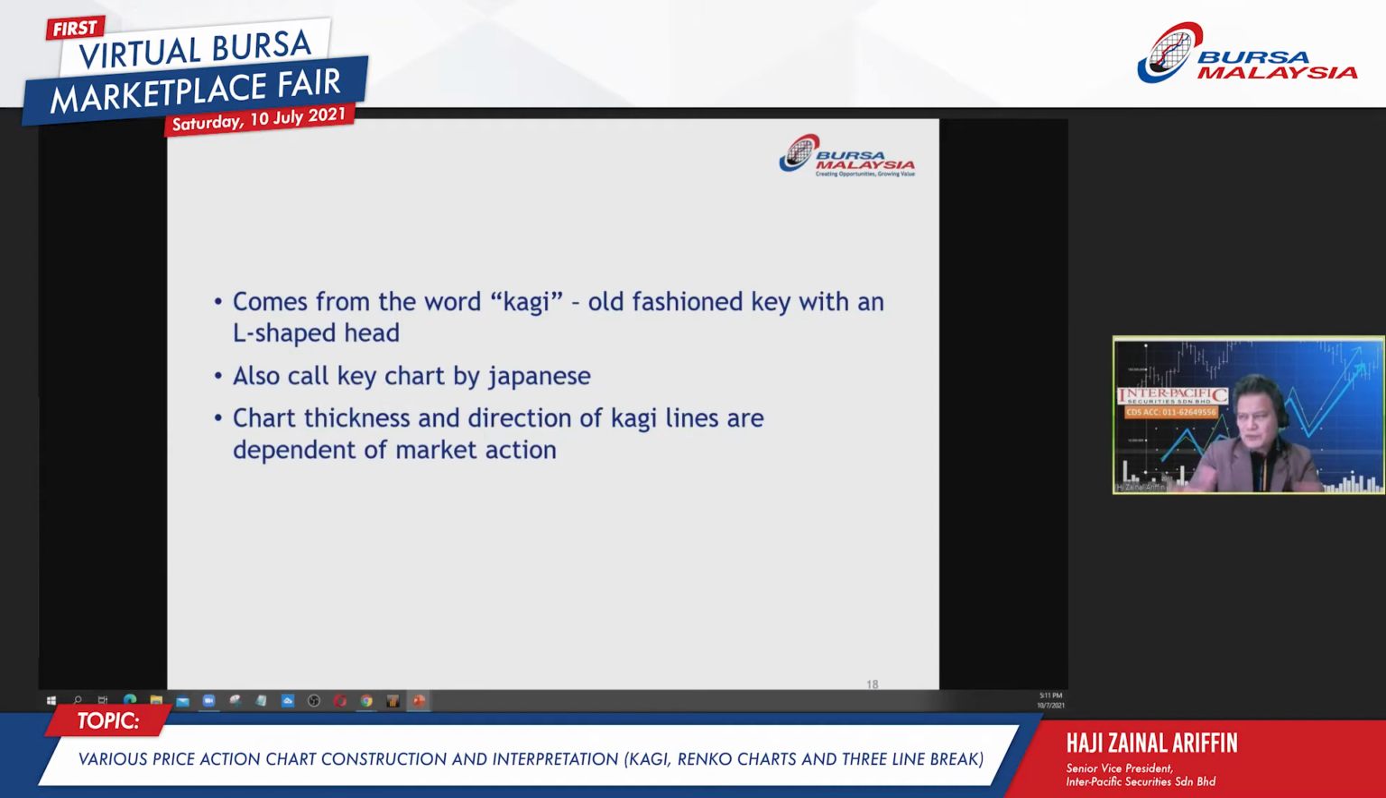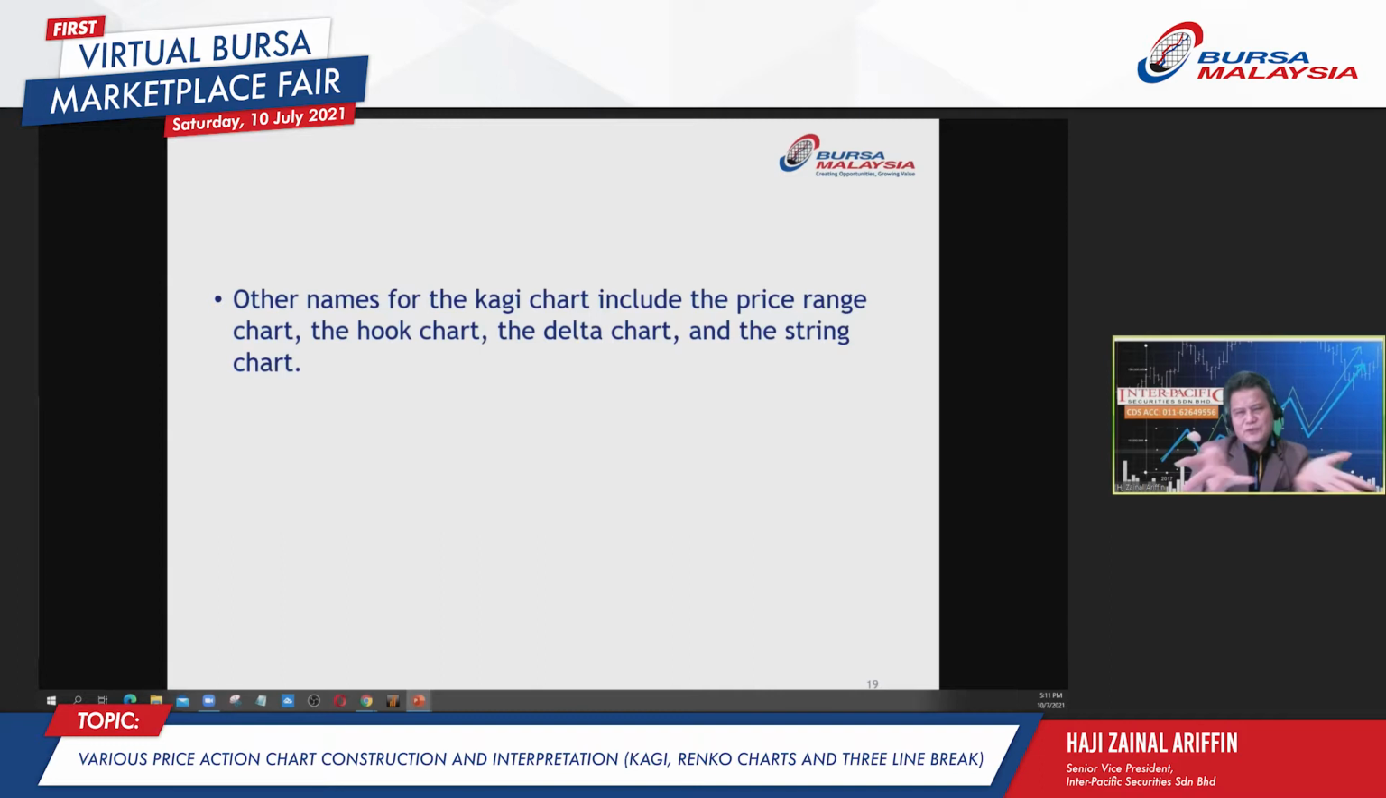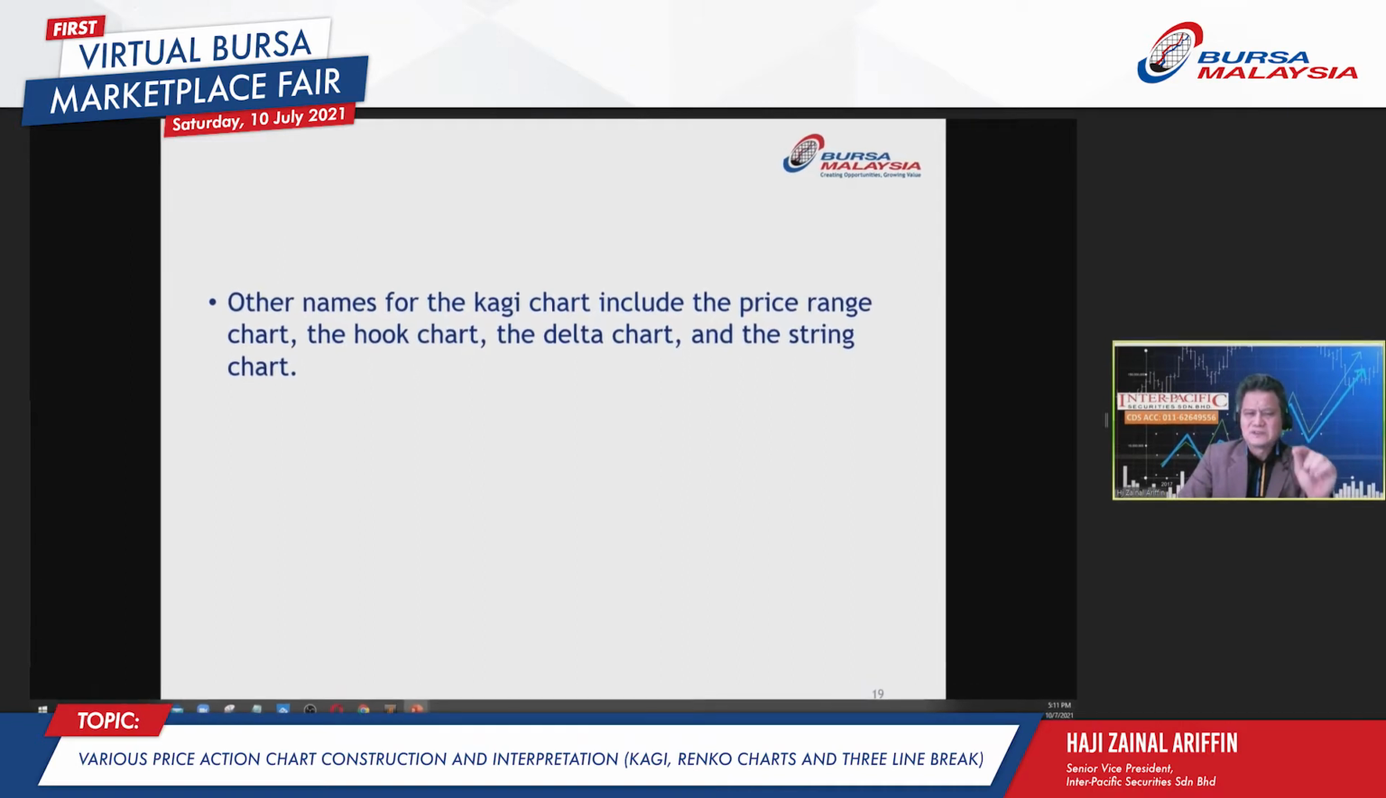So the word Kagi comes from the old-fashioned key, the L shape, also called the key chart by the Japanese. The thickness and direction of Kagi lines depend on the market action. Other names for Kagi include the price range chart, the hook chart, the delta chart, and the string chart. That is not important, the name. The most important is how to use it.